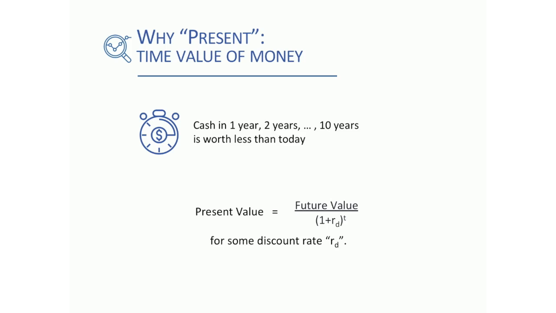Of 110, that was the future value, divided by 1 plus 10%. That was our discount rate, raised to the power of 1. Or equivalently, $100 is the present value of 121 divided by 1 plus 10% squared. And we will have to say more about how to obtain these discount rates, but this fundamental formula allows you to transform money that happens in the future into money today.